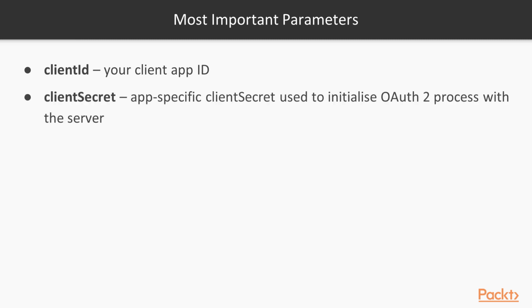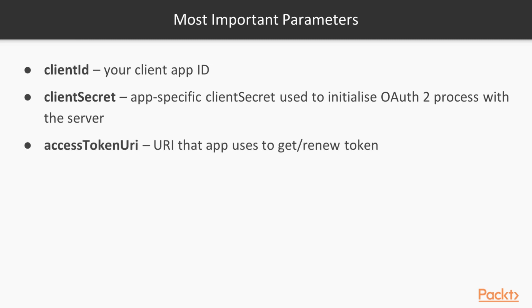When we want to access some resource, the app specifies client secret, and this is used to initialize the OAuth 2 process with the server. So the server is responsible for generating the client secret, and you are not supposed to share it anywhere. It should stick to your application. Once you have that client secret, you can execute a request to get an actual token, and this is the access token URI. So this is the URI where you can get an actual token.